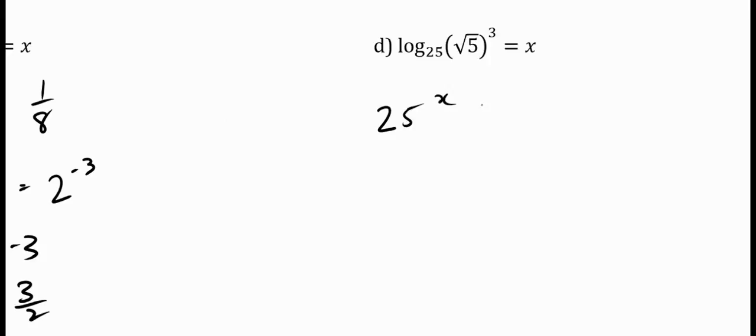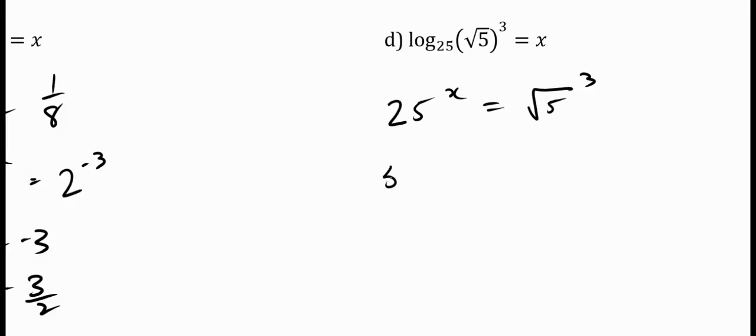25 to the x equals the square root of 5 all cubed. So you may notice at this stage, probably most of you do, that you're going to end up writing them both in terms of 5. So this is going to be 5 squared, all to the x. And the square root of 5 can be written as 5 to the 1/2, all to the 3.